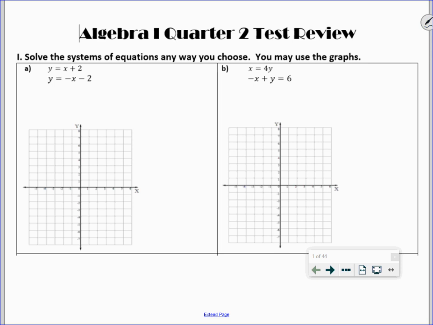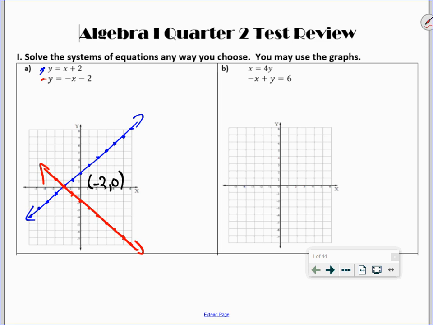So, for this first problem, there's a couple different ways I could do this. I could do it graphically, and I could graph the line. The y-intercept is 2, the slope is 1. If I keep doing that slope of 1, rise over run, I get a line like that. The second line, the y-intercept is -2, the slope is -1, rise over run, and I get a line like that. And we can see that the two lines intersect at (-2, 0).